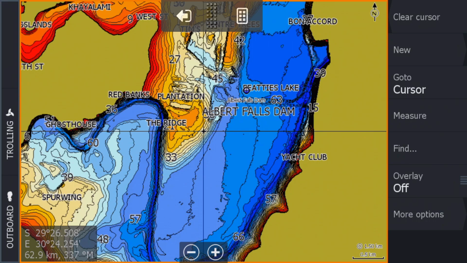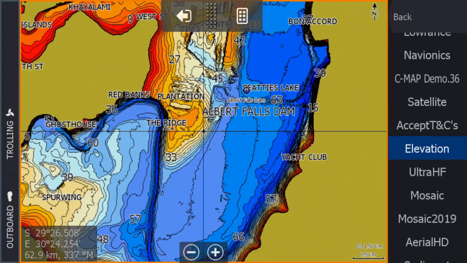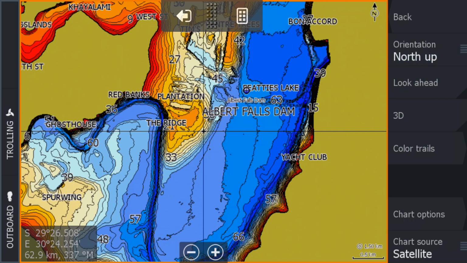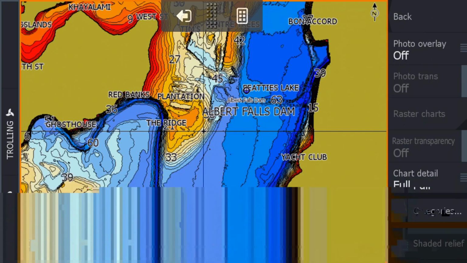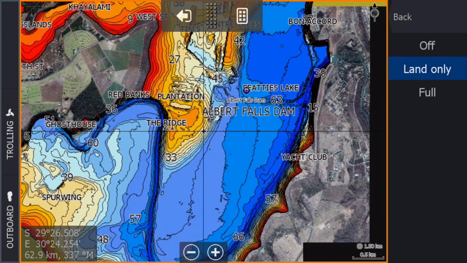predominantly I'm talking about the mosaics here. So what is the first and most basic mosaic that we use? And of course it is satellite. Satellite is the most basic one. We go back, you'll see now why didn't the satellite come up. We go to our chart options, we go to our photo overlay, and we say land only, and there we've now got a satellite imagery around the lake.